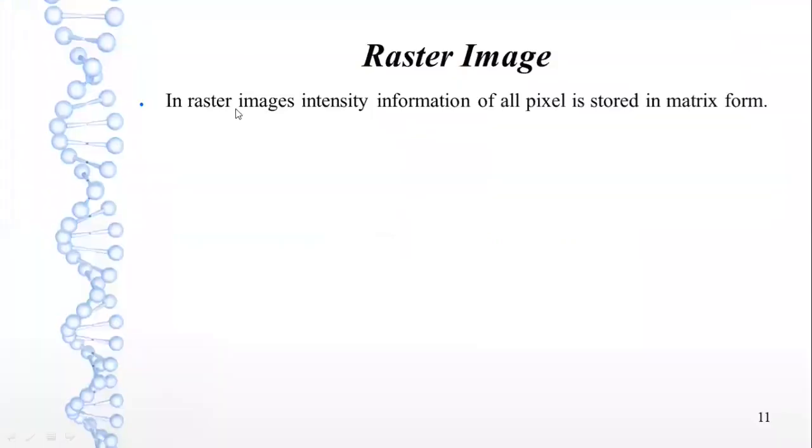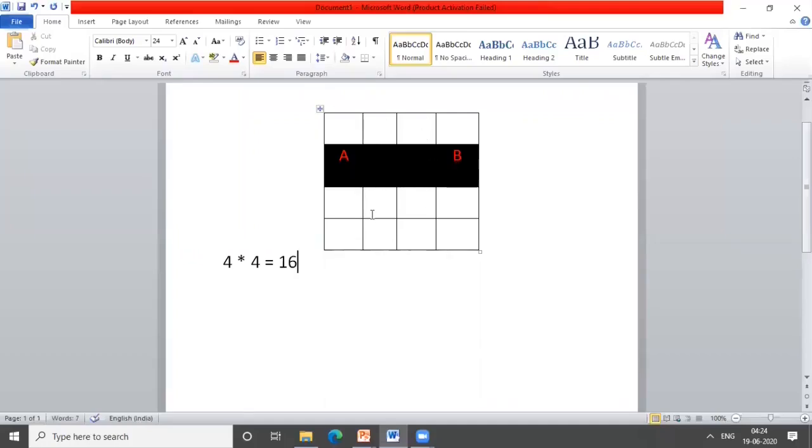So in case of raster image, what happens? Please try to understand how a raster image is getting stored in the memory. In case of raster image, intensity information of all pixels is stored. For this image, how many pixels do we have? 16 pixels. So the intensity information of each and every pixel will get stored in the memory.